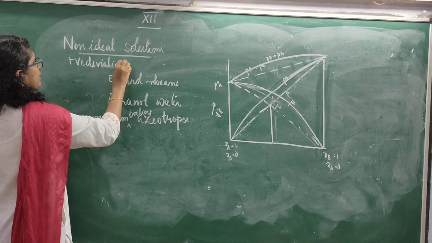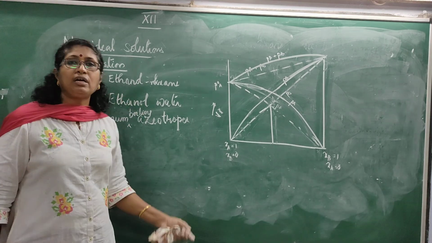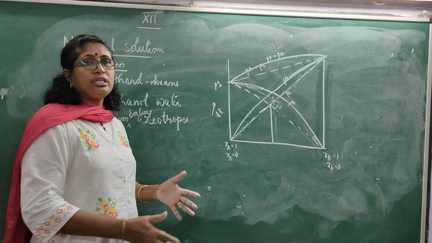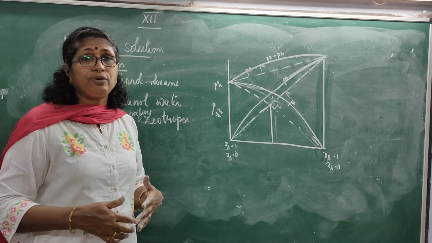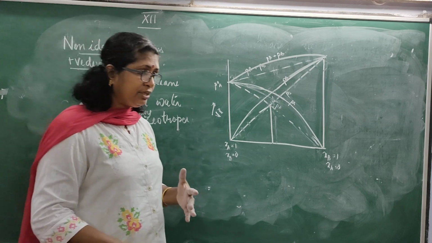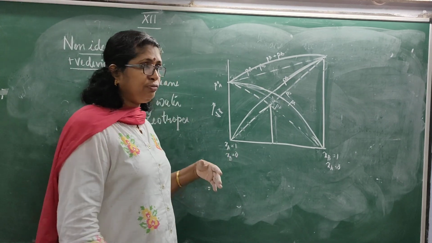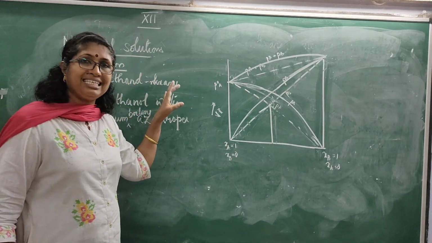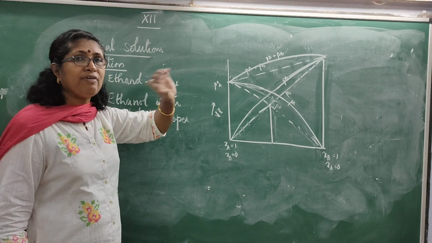That is, for example, ethanol and N-hexane, ethanol and water, etc. Here, if you compare the AA interactive force, the BB interactive force and the AB interactive force, the AB interactive force is much weaker than the AA and BB interactive forces. So in ethanol and hexane, between ethanol molecules there is hydrogen bonding. Between hexane and hexane there are only weak van der Waals forces.